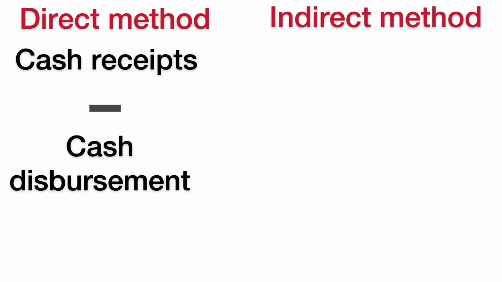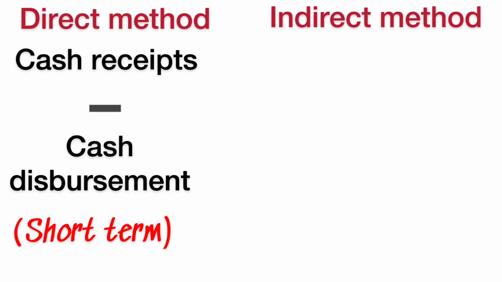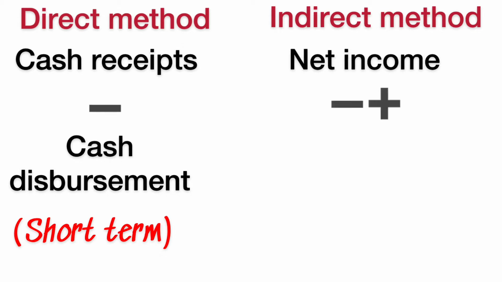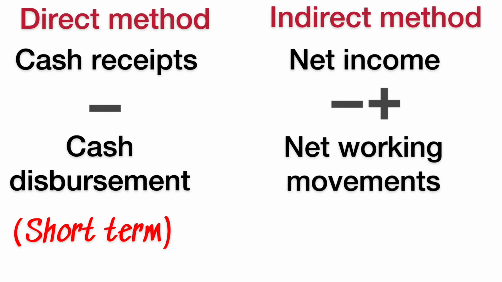Now, this method is best suited for the short term, where all the actual data are known. The indirect method starts with your net income, and you add or subtract your net working capital movement. This method is best suited for the long or medium term. Like we said, struggling businesses should adopt short-term forecasting to ensure survival through a cash flow crisis.